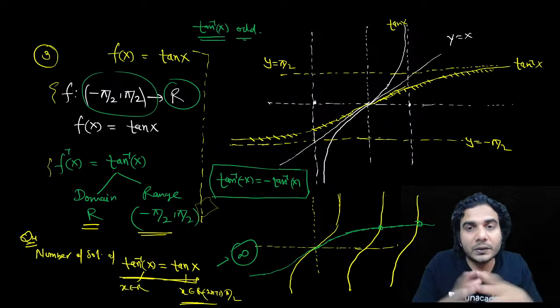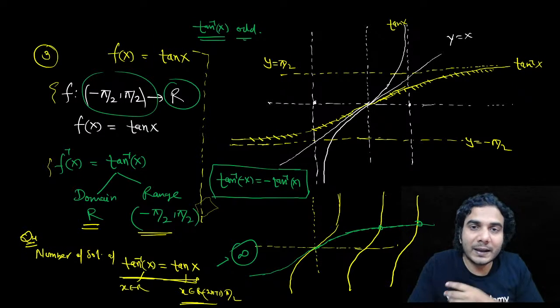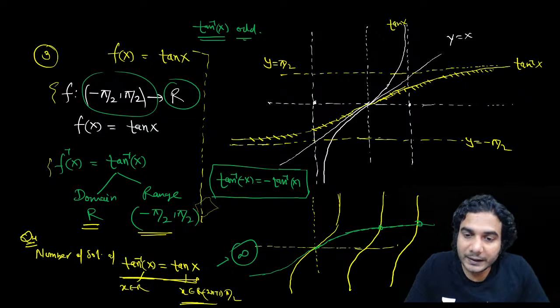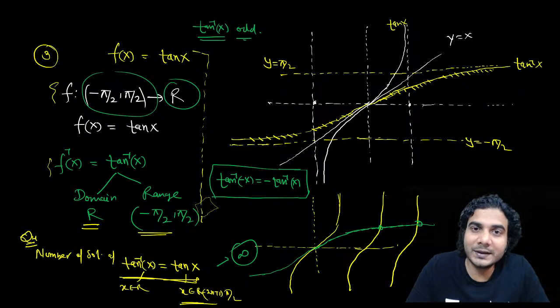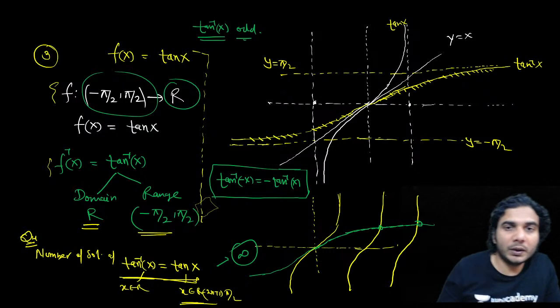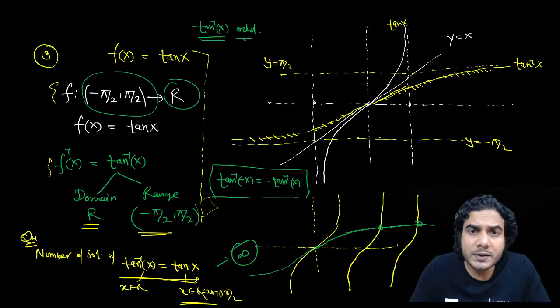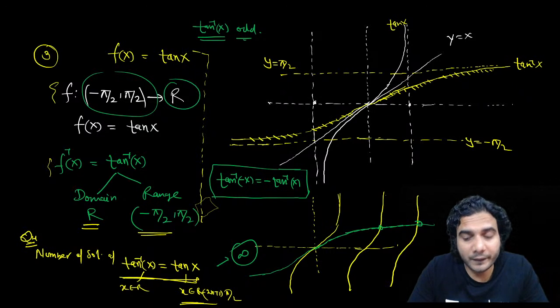When you add all these solutions, all positive solutions will cancel out all negative solutions. So the total number of solutions, by the way, is 19. But if you add all the solutions, the sum is going to be 0 only, in this interval minus 10 pi to plus 10 pi. I hope you understood this. I'm just framing a question using the property of odd functions, because this function is an odd function.